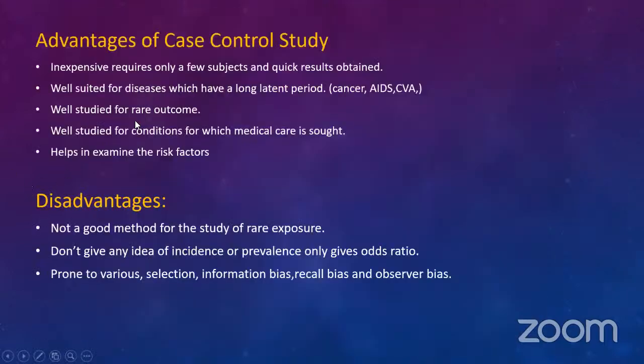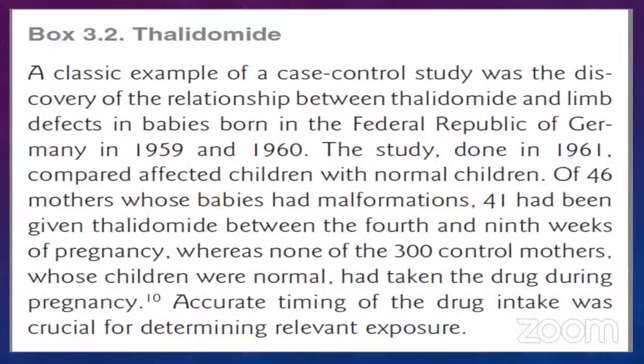So the advantages of a case control study: it is inexpensive, and it is well suited for diseases which have a long latent period. It is well suited for a rare outcome. And the disadvantages, again, like I said, it is not a good method for the study of a rare exposure. It does not give any idea of incidence or prevalence. It only gives an odds ratio. And there can be various biases. It is retrospective, so depending on the people, there can be information bias, recall bias, and observer bias. The main example is that thalidomide was discovered using a case control study.